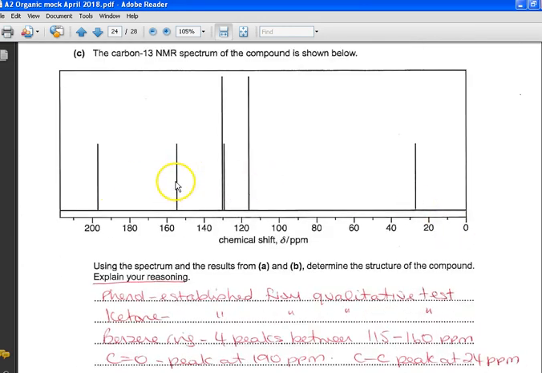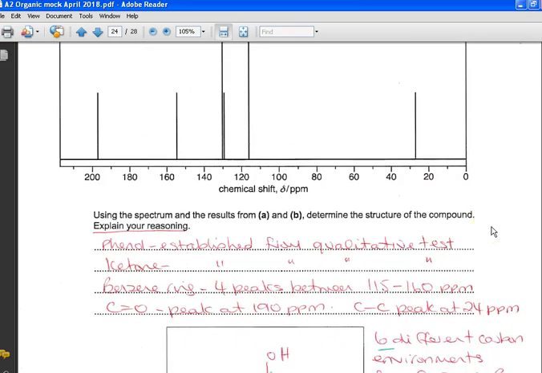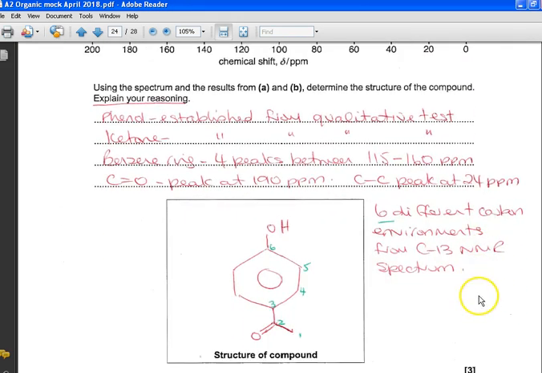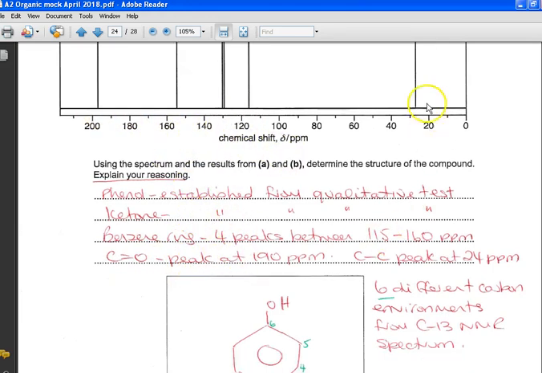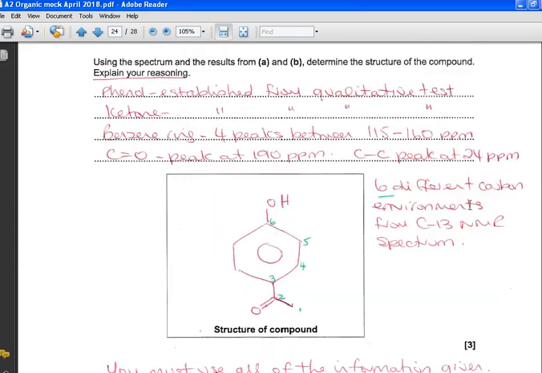So here we've got 1, 2, 3, 4, 5, 6 different environments for our carbons. So we know there's a phenol, we know there's a ketone, we know there's a benzene ring because there are 4 peaks between 115 and 160 parts per million. Be specific here, else you don't get the marks. There is a C double bond O peak at 190, and a CH3 peak at 24. But then it's just a matter of trying to put it together.